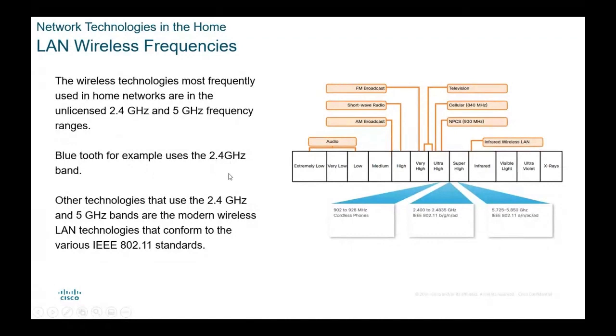Like Bluetooth, your old wireless phones, and a whole heap of other things like radio control cars and stuff like that, they all use the 2.4 because it's cheap. Cheap antenna, it's a popular one to use. And other technologies can use this as well. But 5 gigahertz is the modern wireless LAN technologies, and each standard is preceded by 802.11. Okay, then you got the A, B, G, N, AC, and obviously the latest, the AX.